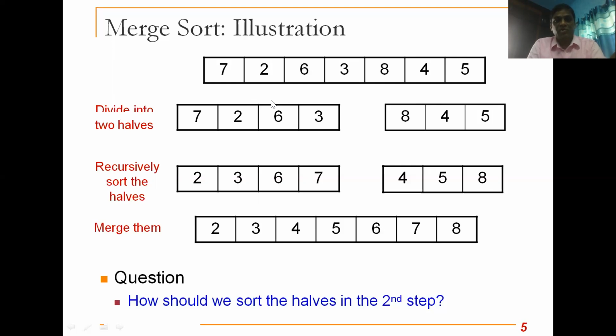Let us forget about how it is going to sort now, but assume that this is sorted somehow. So you will get 2, 3, 6, 7, and this is also sorted somehow, you will get 4, 5, 8. Don't worry about how they are getting sorted. We will discuss it later. For now, assume that this is sorted using mergesort again. Okay, and once you get these two sorted halves, you need to merge them to get the entire list.